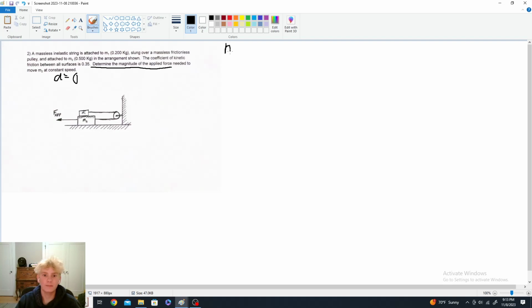So we have M1, the mass of the first block, the little block there. We know that's equal to 0.2 kilograms, right? We also have M2. That's equal to 0.5 kilograms, right? We also have this coefficient of kinetic friction.